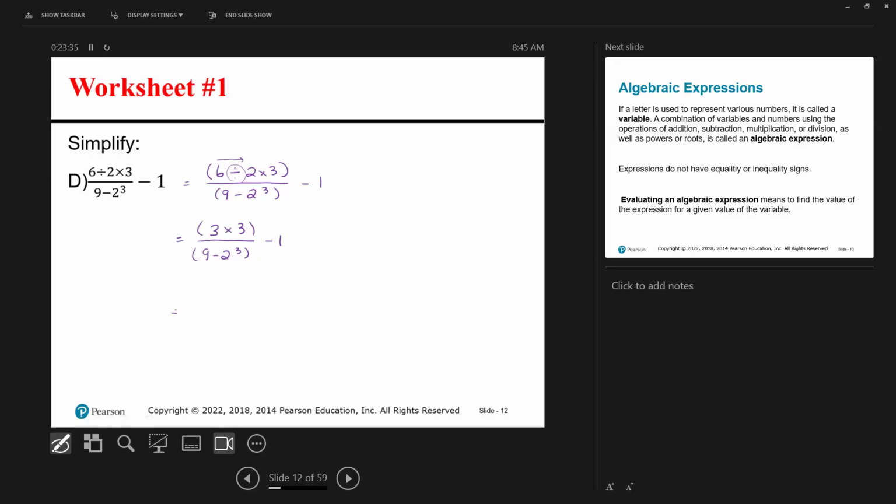Next, we just have to finish out the top group. So 3 times 3 is 9. So that's just 9 divided by the group that is 9 minus 2 cubed minus 1. Now we deal with the bottom group. The first thing we have inside this bottom grouping is an exponent. So this is going to be 9 minus 2 cubed, which is 2 times 2 is 4, times 2 again is 8.